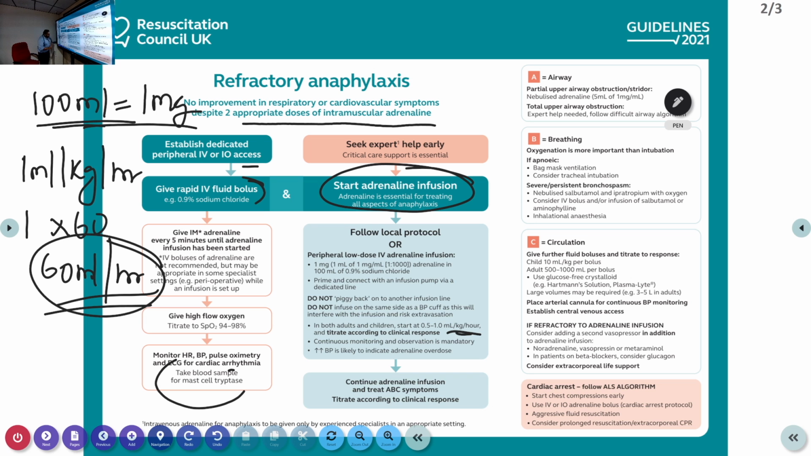If it is 0.5, 30 ml per hour you need to start. So 30 ml per hour. So that is the infusion. So again, I will clarify.